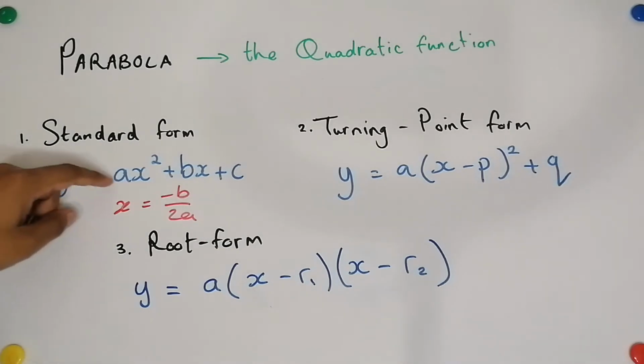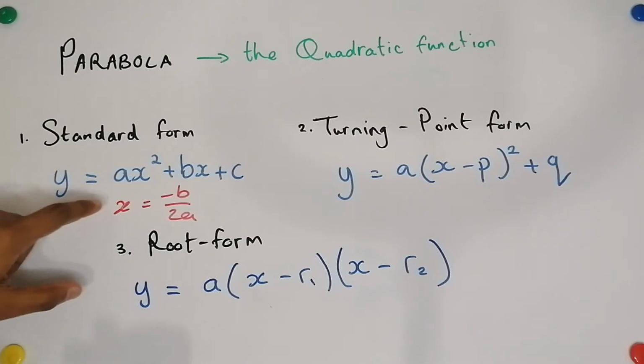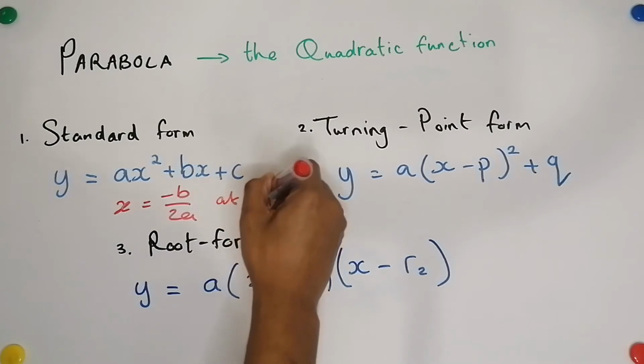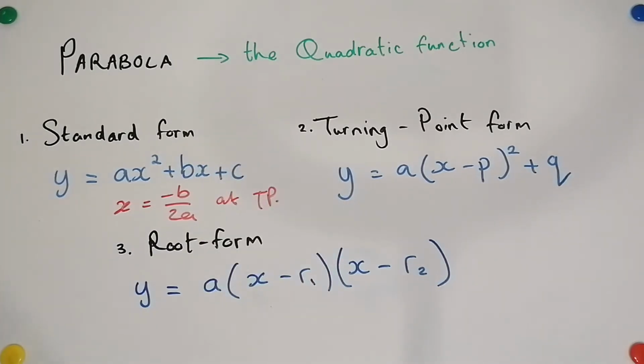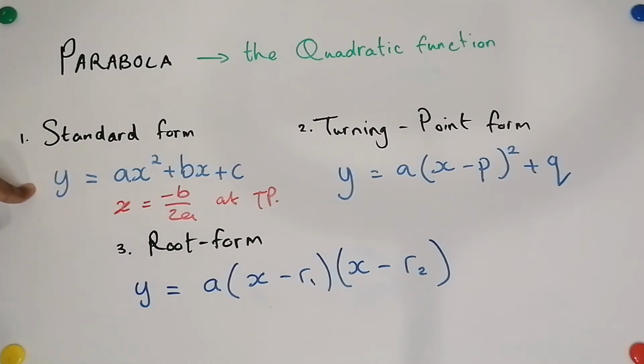Now, we normally use a and b to find the x value at the turning point. So we use a and b's values to determine the x value at the turning point. And once we then get this x value, at the turning point, we then can sub it back into our original equation to find the y value at the turning point. Okay, pretty simple logic.